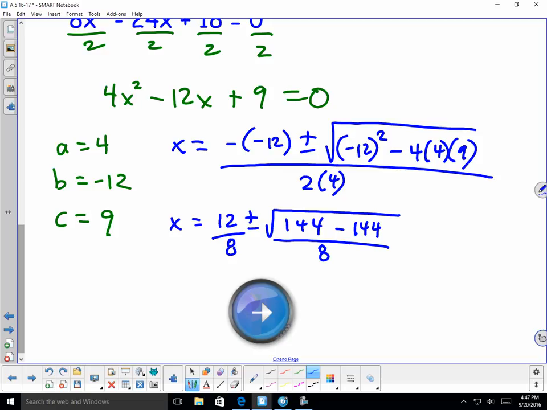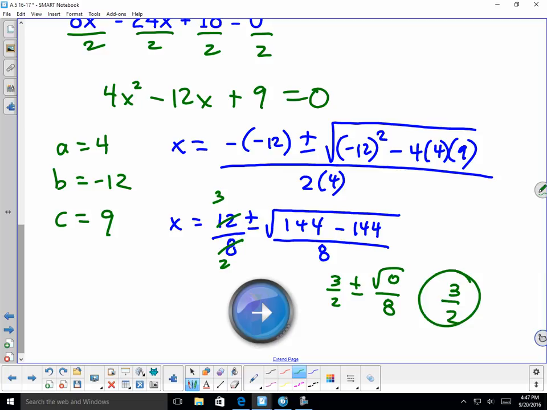The 12 over 8 can reduce: 4 goes into that twice, and into this 3 times. So I have 3 over 2 plus or minus square root of 0 over 8. Well, the square root of 0 is 0, so that means I really have only one solution for this equation, and that would be 3/2. Really, it's 3/2 plus 0 and 3/2 minus 0. So there's only one solution for this problem.